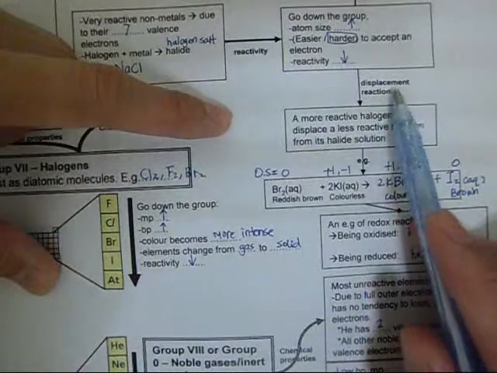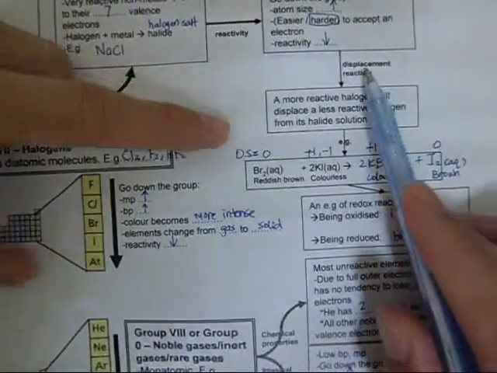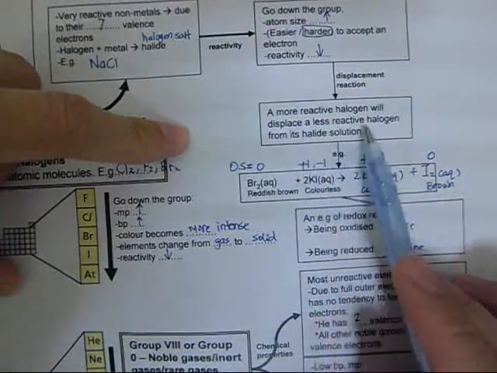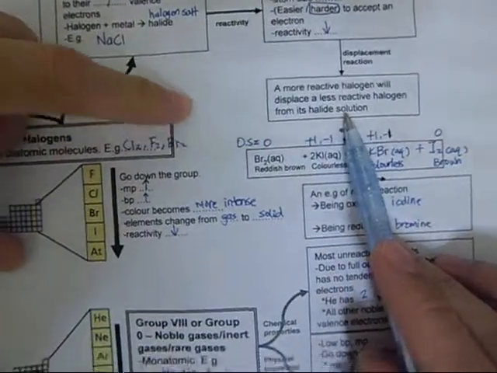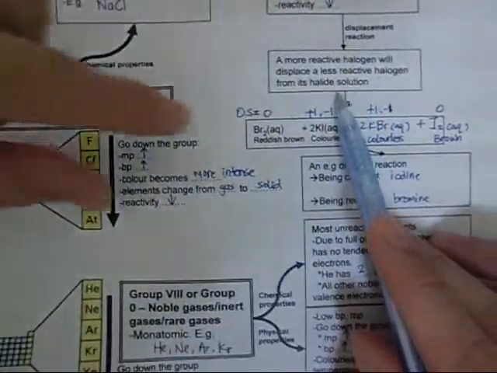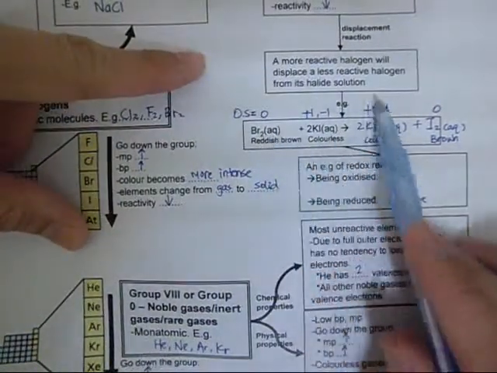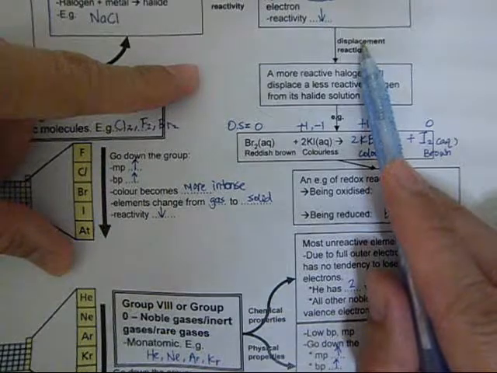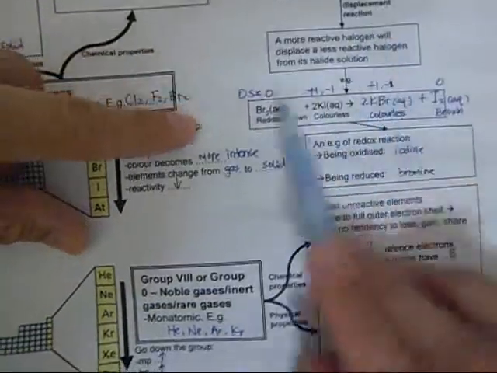Now how about the displacement reaction? Now what is this displacement reaction? A more reactive halogen will displace a less reactive halogen from its halide solution. Now let's take a look at this example here. Basically, the word displacement means replace or take the place of. Now let's look at this.